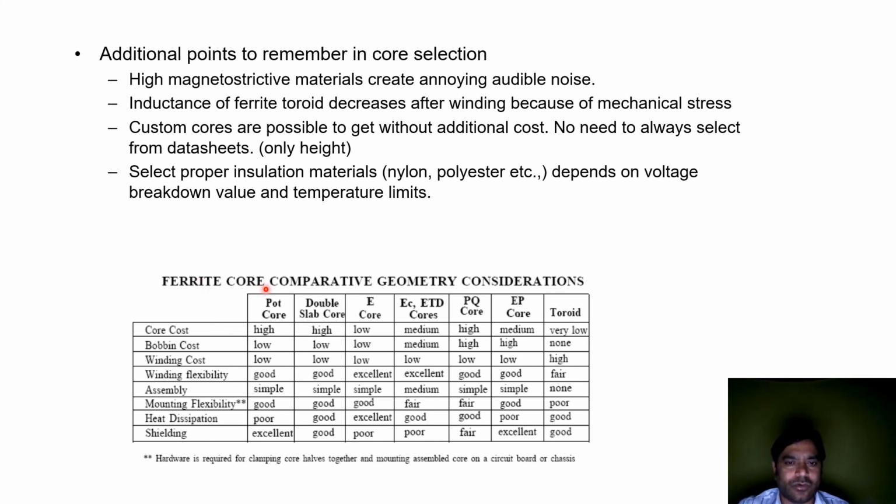Ferrite core comparative geometry consideration. Here we have given the details about the pot cores, double cores, E cores, ETD cores, PQ cores, EP cores, and toroid cores: what the core cost, bobbin cost, winding flexibility, assembly, mounting flexibility, heat dissipation, and shielding are. Depending on our applications, we need to very carefully select the type of geometry so that we can get the optimum design.